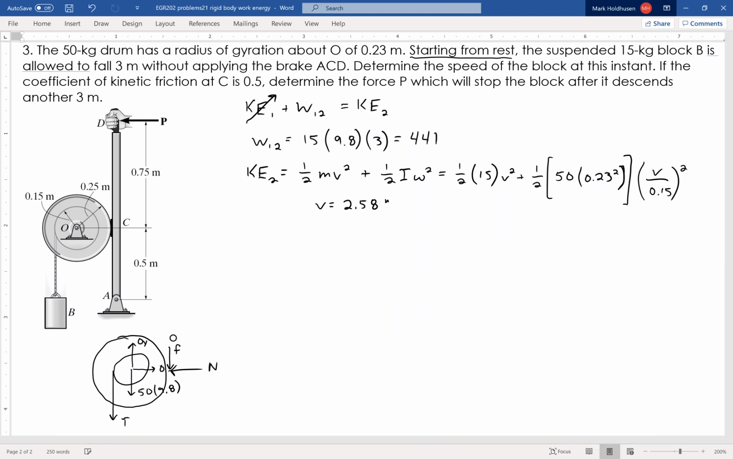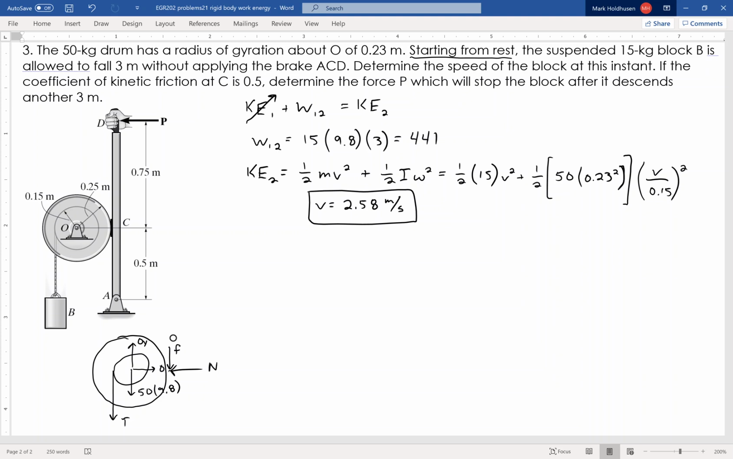2.58 meters per second. Again, now this is before the friction is applied, right? So the work is just due to the gravity. Kinetic energy is both the kinetic energy of the drum and the block. It's a single energy, still just a scalar equation. I have to include both rotational as well as linear energy in that.